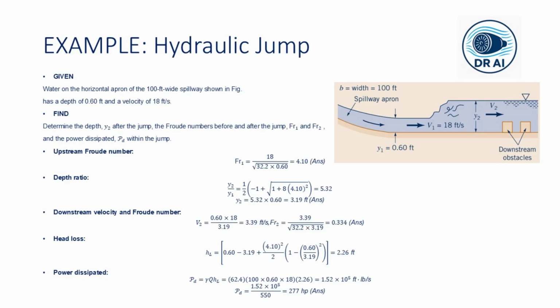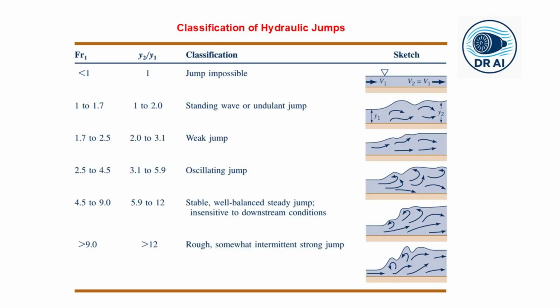Engineers design stilling basins specifically to force the jump to occur in a controlled location, protecting the channel from erosion. In this slide, we also include a fascinating table that classifies the hydraulic jumps based on the upstream Froude number. So it's not just one type of jump, the structure changes dramatically. There are five different cases over here. If the Froude number is between 1 and 1.7, it's a weak undular jump, more like a standing wave.